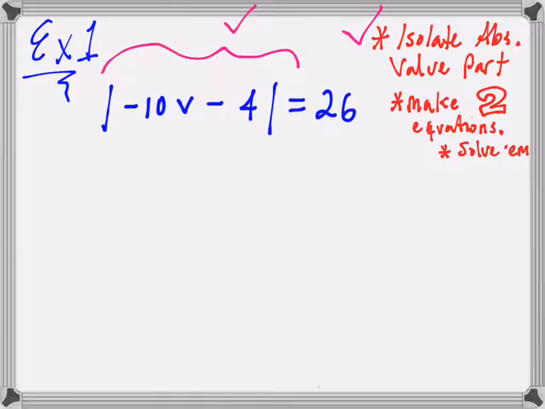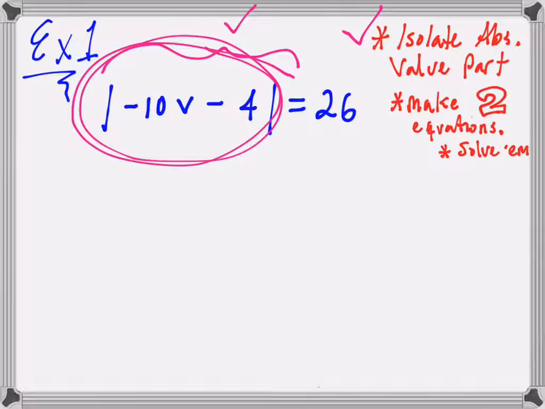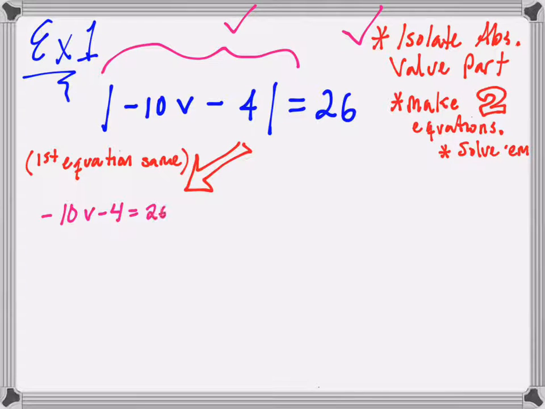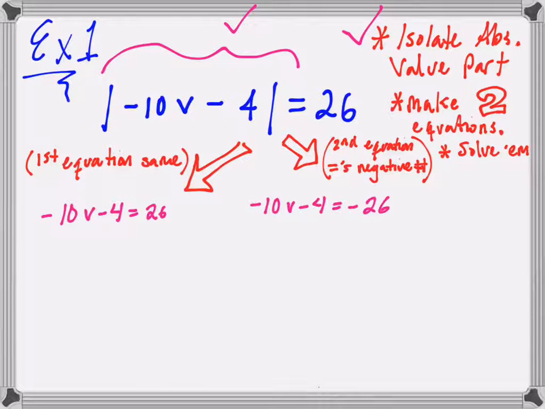So it's already isolated because this absolute value part over here has nothing on the outside. There's no multiplier, there's no divider, there's nothing else that you gotta do to get rid of it. So then you're gonna make two equations where the first one's exactly the same without the bars. The second one is exactly the same except the number by itself is now negative. So that's just that there is negative.